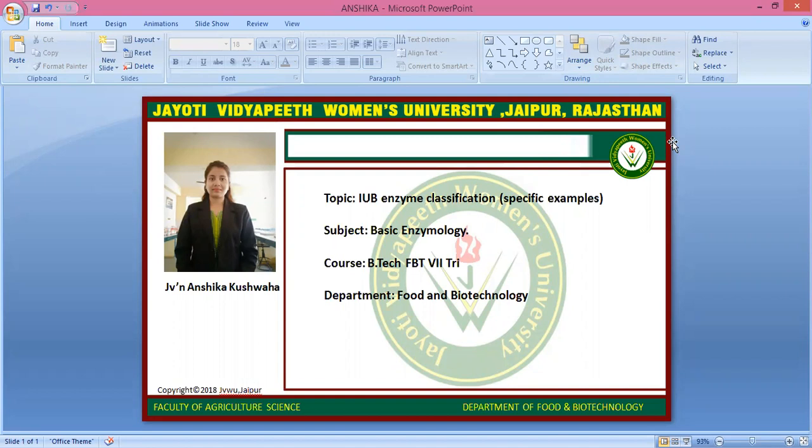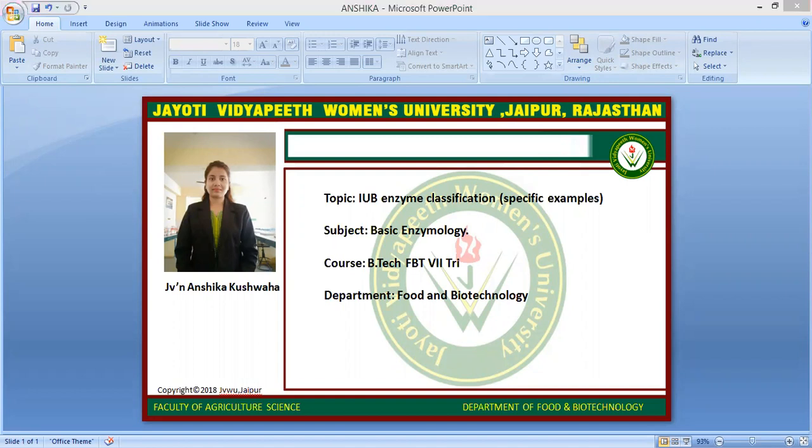Our subject is Basic Enzymology and today's session is IUB enzyme classification with specific examples. We have already discussed what is an enzyme and what are the types of enzymes. The first class of enzymes is oxidoreductase.